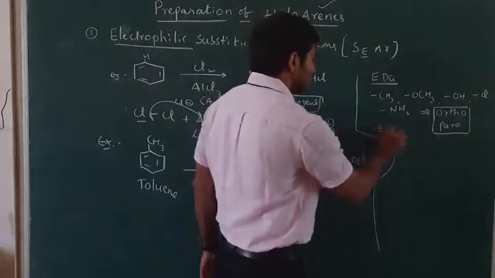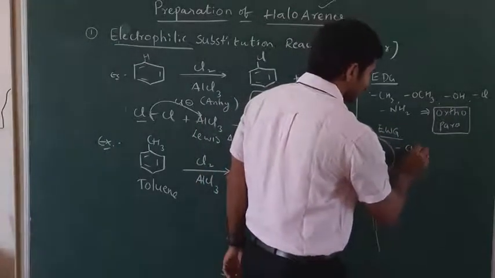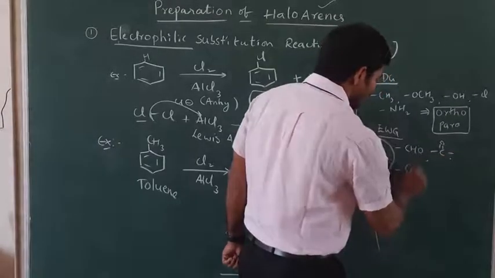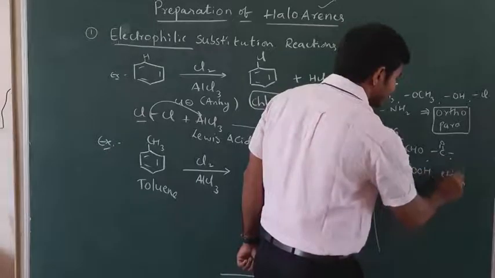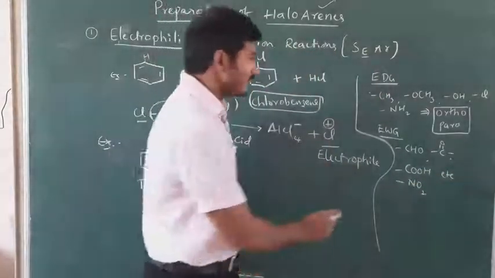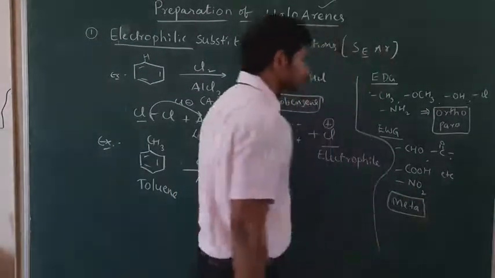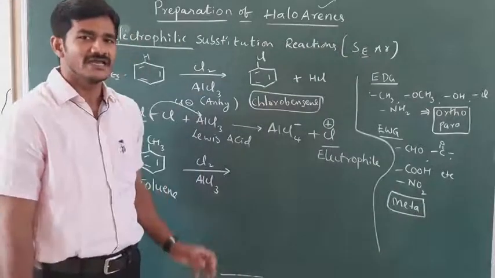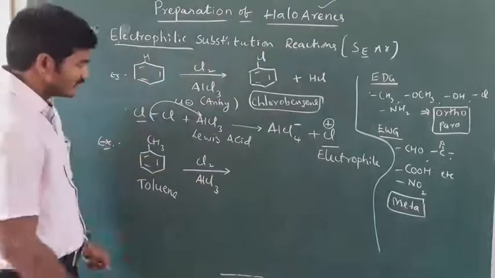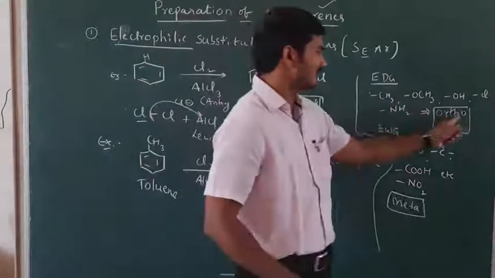Similarly, if electron withdrawing groups are there, like C double bond O such as aldehyde or ketone, or carboxylic acids, or NO2, electrophilic substitution takes place at the meta position. Here this CH3 group is an electron donating group. When it is an electron donating group, electrophilic substitution takes place at ortho and para positions.